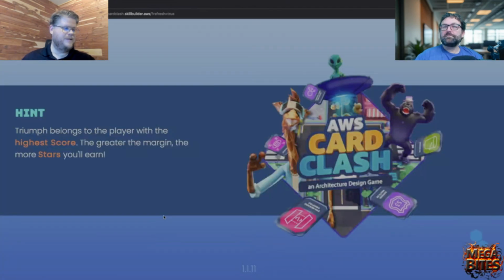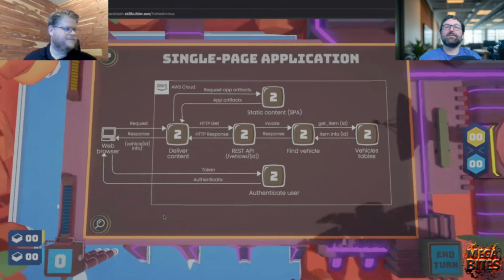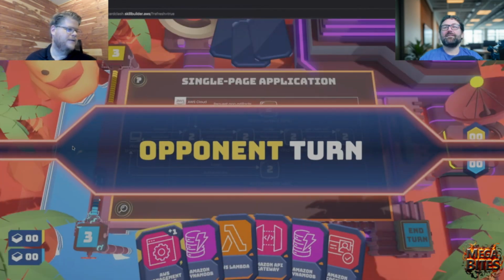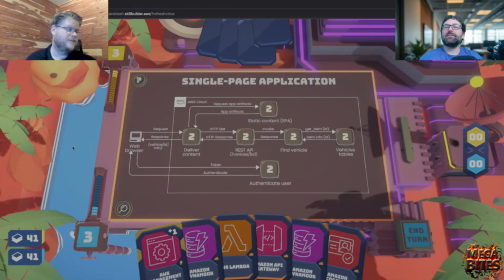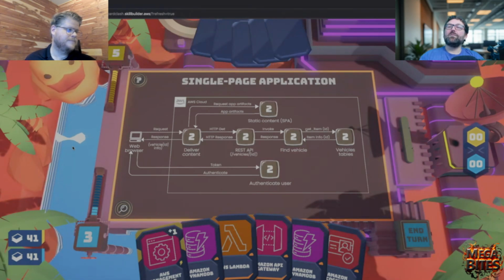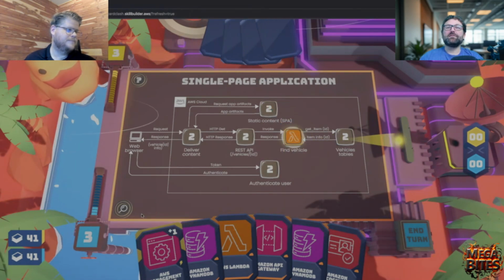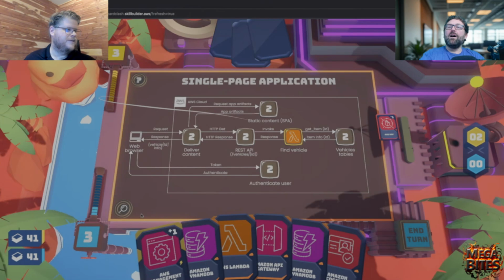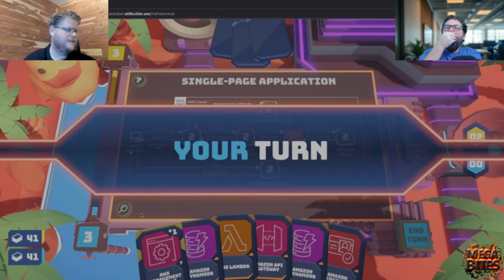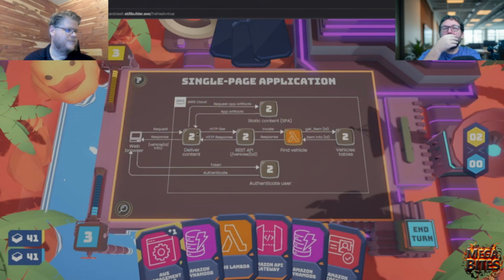Oh yes, that must be Ducky. There he is. All right, so we've got... Oh, apparently it's the duck's turn. Single page application. So we've got secure delivery content. Okay. Static content object storage.